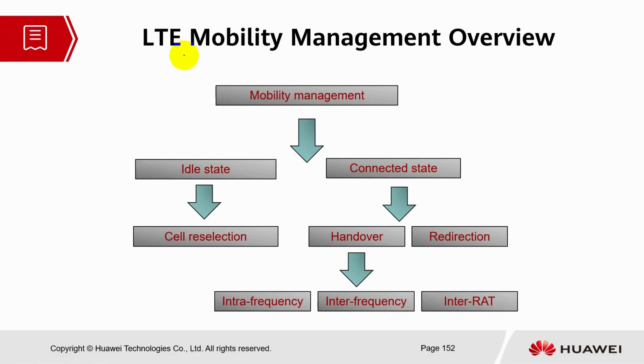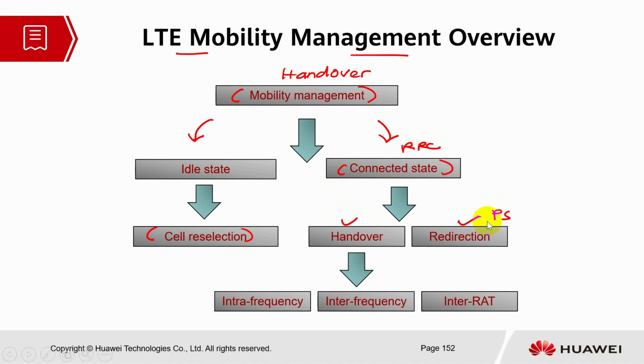So let's look into LTE mobility management overview. What is mobility management? It's mainly related to the handover concept. This is divided into idle state and connected state. During the idle state, cell reselection will happen. During the connected state of the RRC, handover will happen. So handover and redirection. Redirection is related to PS redirection.